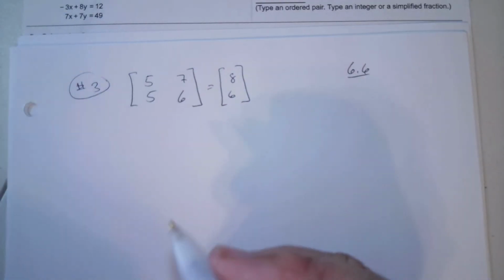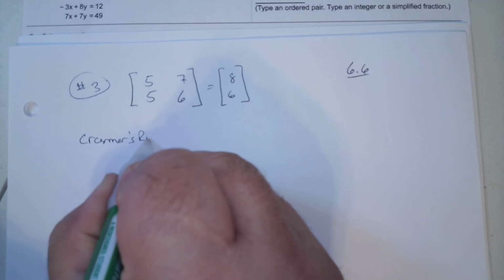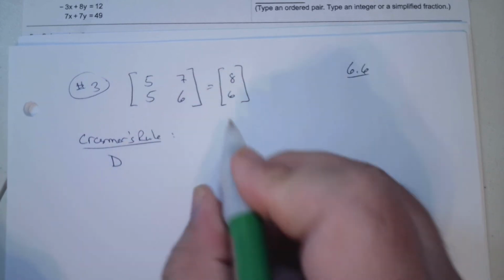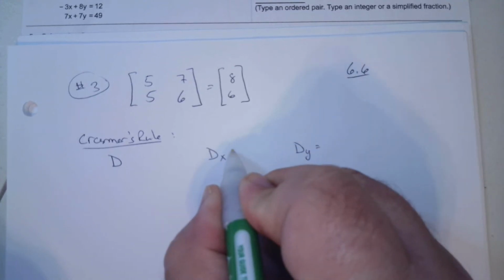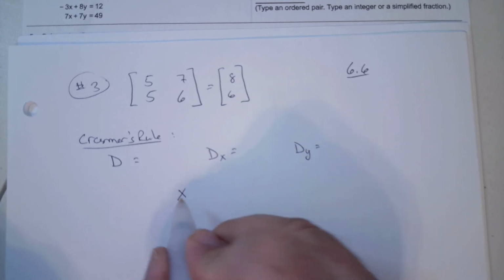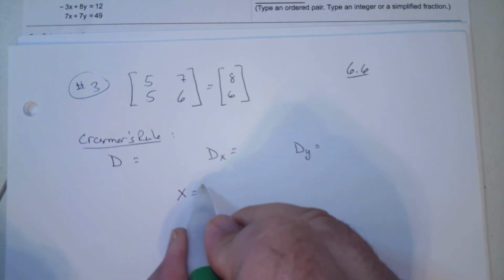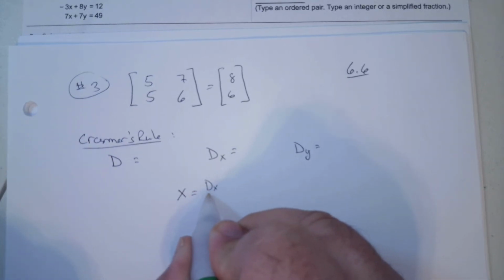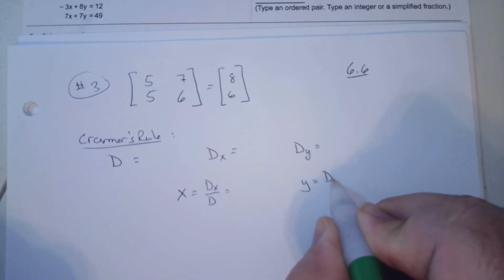Now the way we use Cramer's rule, we have to find 3 determinants. We have to find the main determinant, the determinant of x, and the determinant of y. Once we find those, then we can find the actual values of the x and y components of our solution. So x is dx over d, and to find the y value is dy over d.